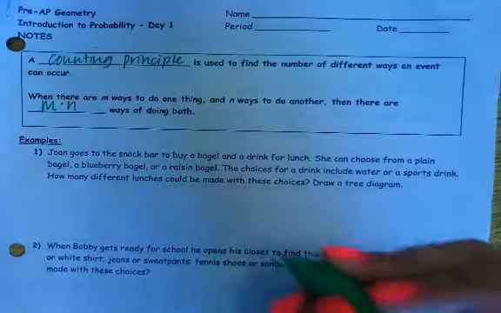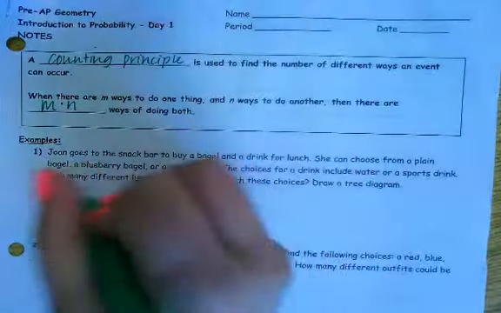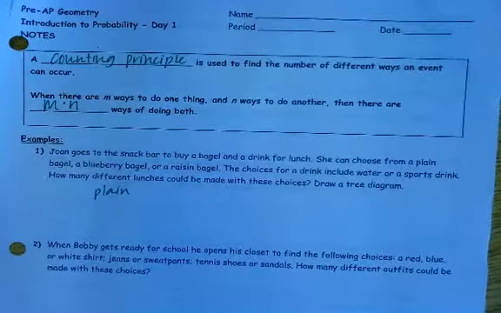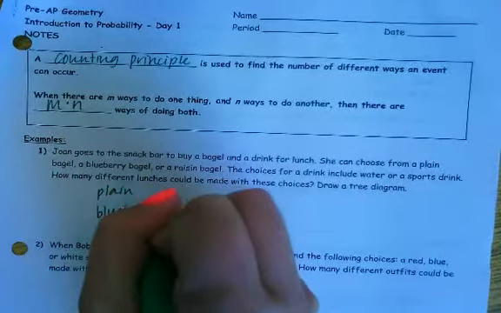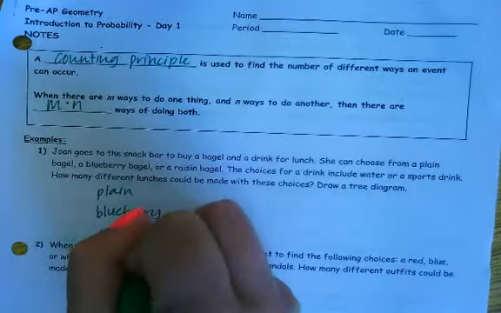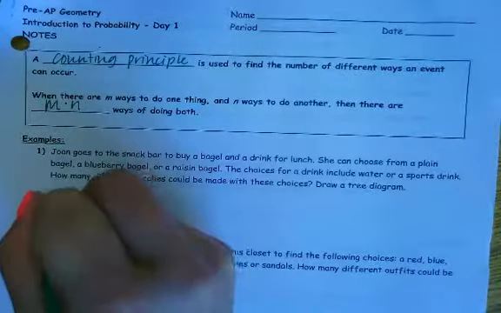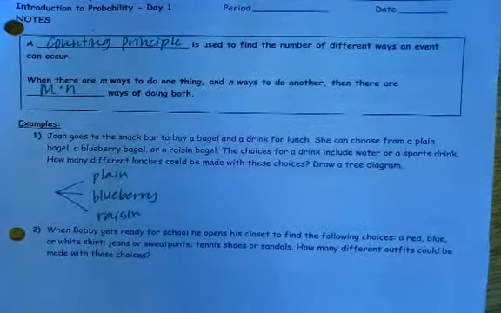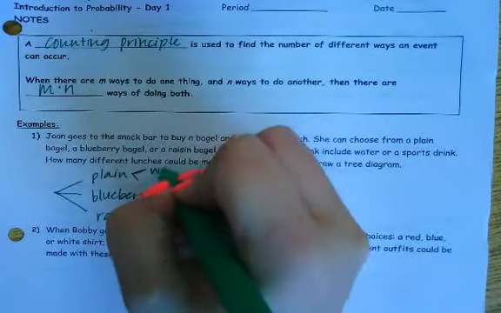So how many different bagel options do we have? 3. So you have your plain bagel, your blueberry, and your raisin. Okay, and with your bagel you can have what to drink? Water or a sports drink.